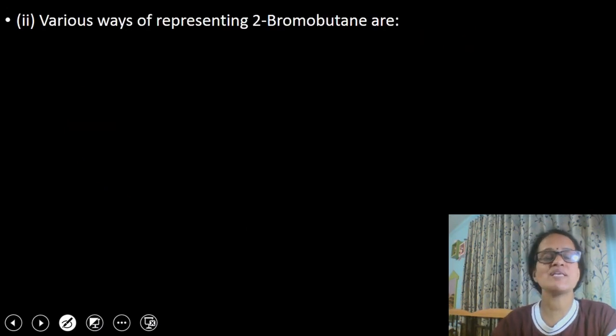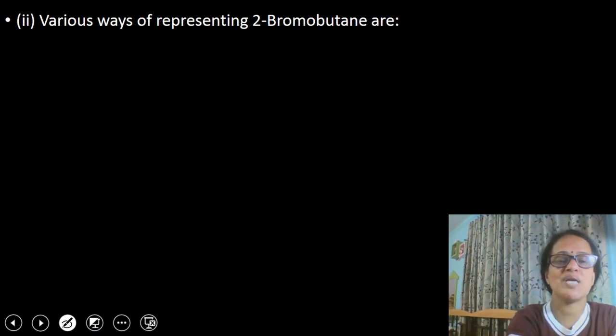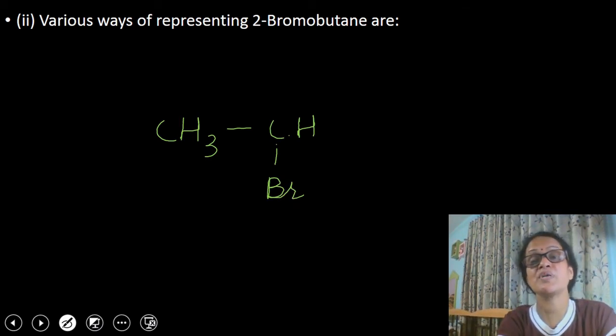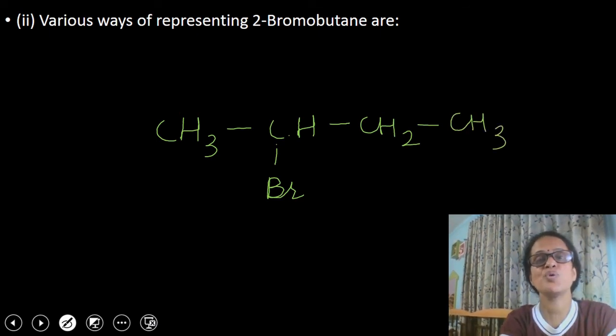Now I will take one more example. Various ways of representing 2-bromobutane. First I'll represent 2-bromobutane by means of the complete structure. So 2-bromobutane, 4 carbon atoms are here. First I'll write CH3. But the second carbon atom has a bromine, so instead of writing CH2, I'll write CH here. You can see that the tetravalency of carbon must be satisfied. Then we have CH2, CH3. So students, this is the complete structure of 2-bromobutane.